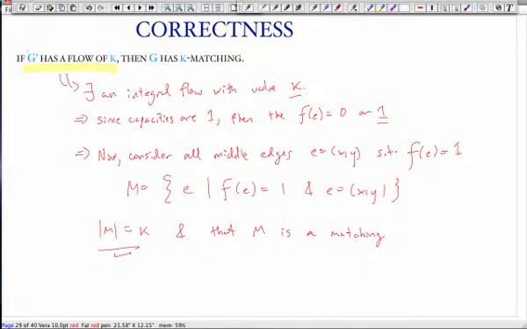Why is the set a matching? Why is this set a matching? Well, this is what we'd like to show. All we know at this point, all we can argue from this point, is that we have an integral flow. And this is going to follow by properties of the flow. In particular, it's going to be the flow constraint.